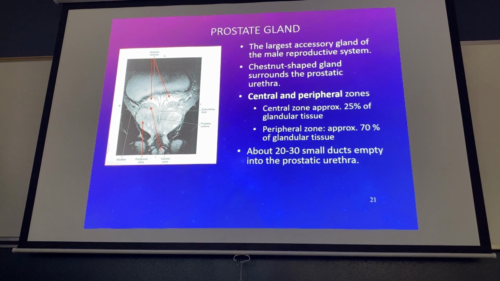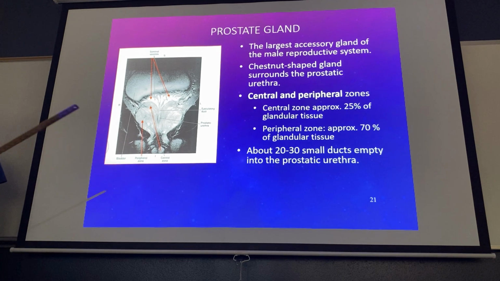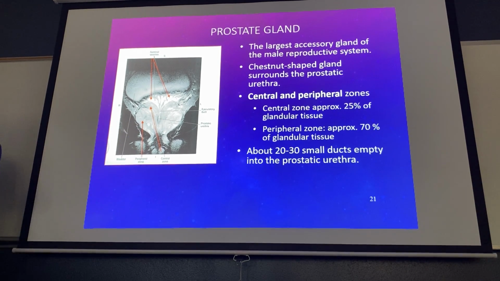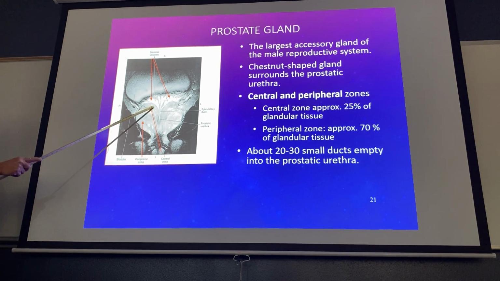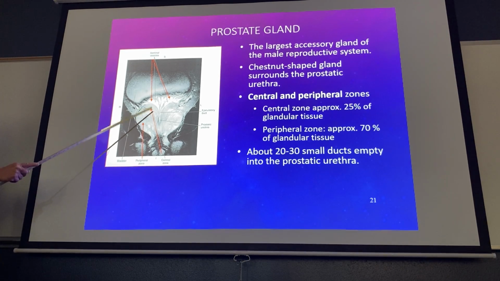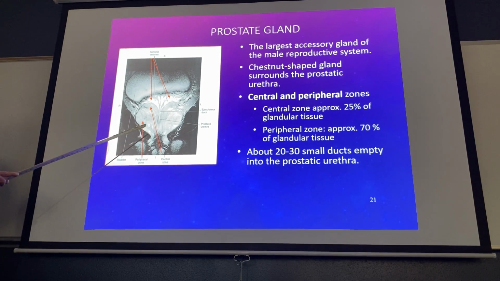So when they do these biopsies, something for all the guys to look forward to, I guess, they will place a transrectal transducer, and then they'll place a device in there that will actually do the biopsies. What they try to do is sample all of these zones. So you'll find they'll be looking at the central zone and the peripheral zone to see if there are any signs of changes or possible cancers.